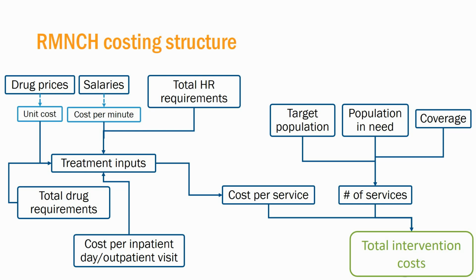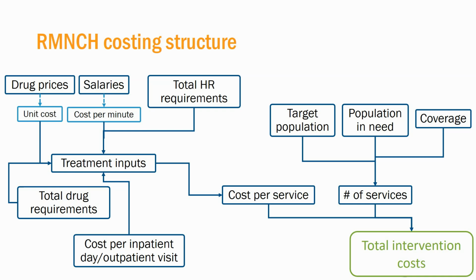And similarly, for the salaries and the human resources requirements, how much of people's time do we need, and what type of healthcare worker do we need as well. Those will be costed out per minute. And finally, how much of their individual respective times do we need. We also add into that the cost per inpatient day or outpatient visit, depending on the service. Some services require hospitalizations, others don't. All of that information together leads to the treatment inputs, and that in turn gives us the information of how much each instance of that service costs.